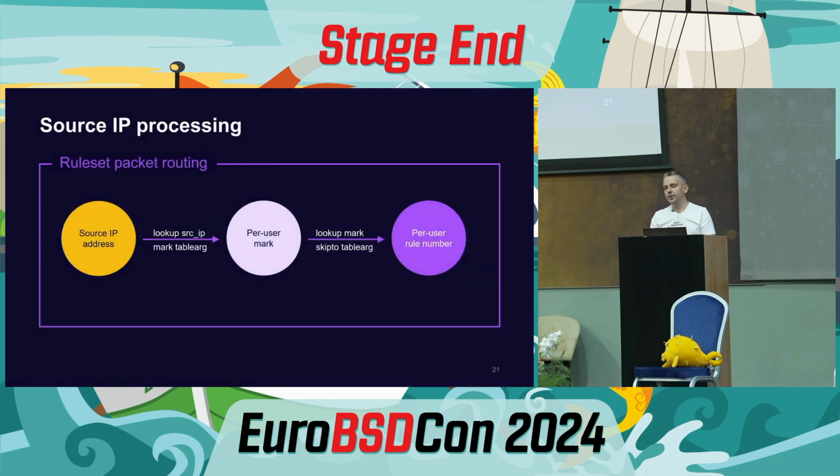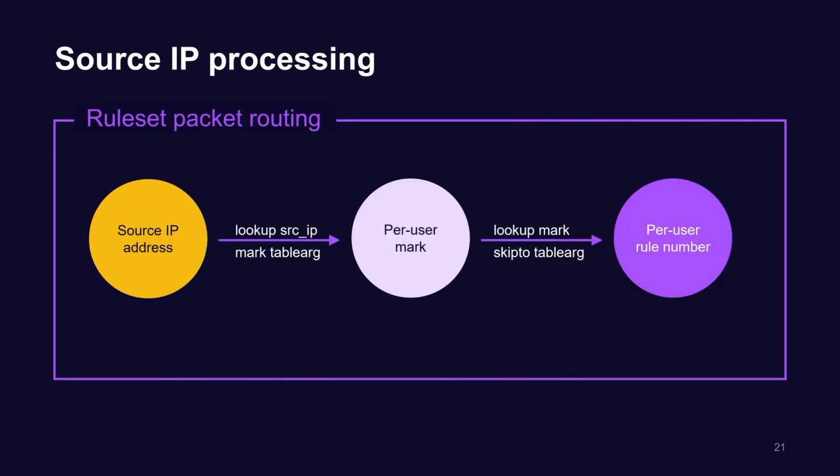We've seen the first step on the previous slides. We do a lookup of the source IP address of the user, and we mark traffic with the mark assigned for each user as well. Then we need another table that is converting the mark of the user into the rule number that hosts all the user's rules. Let's take a look at this.